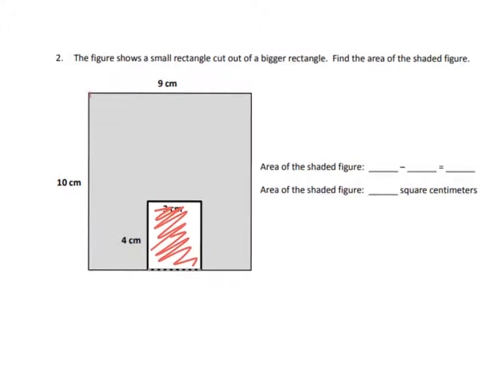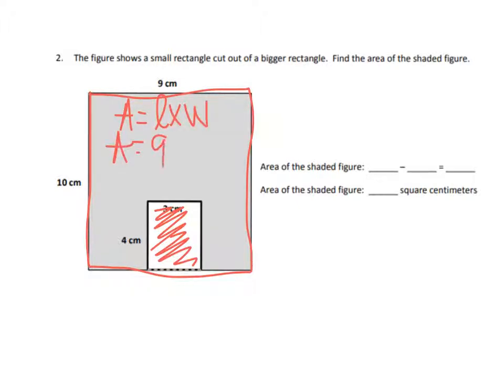So if I take a look at it as a whole piece, I see that the area is equal to the length times width. Area is equal to 9 times 10. I know that 9 times 10 is equal to 90. So that is going to go first on the line.